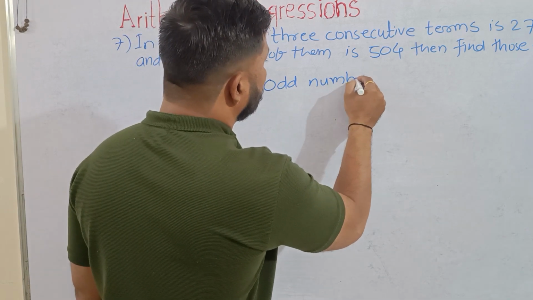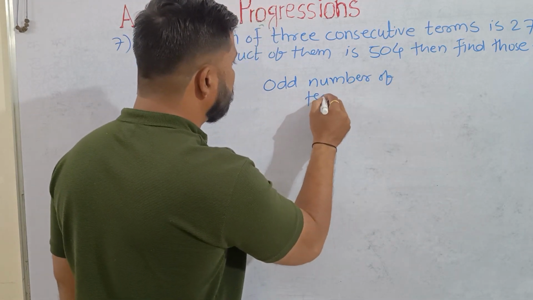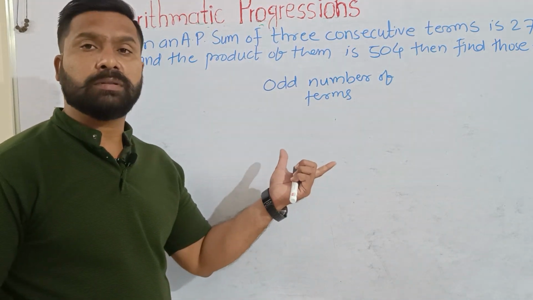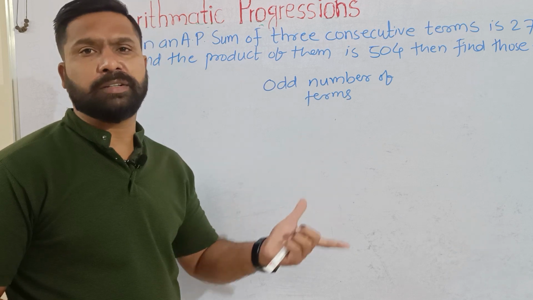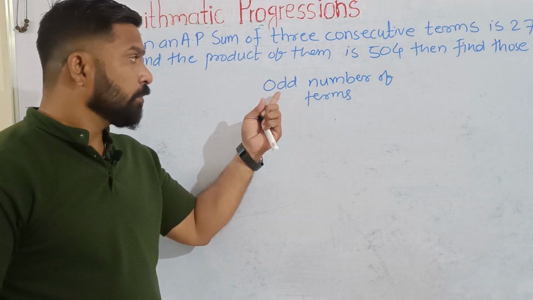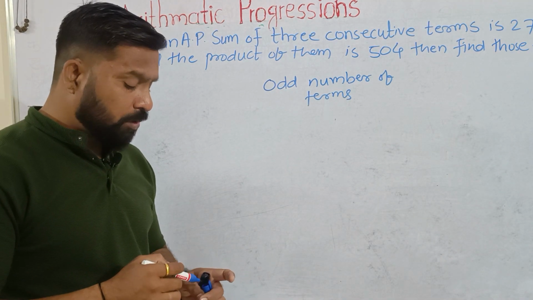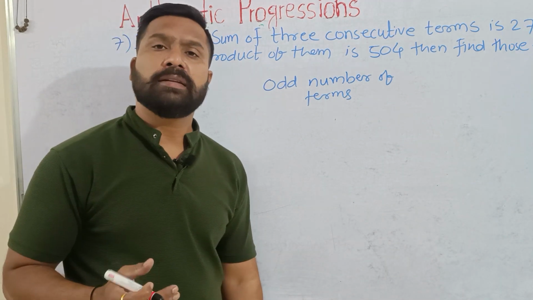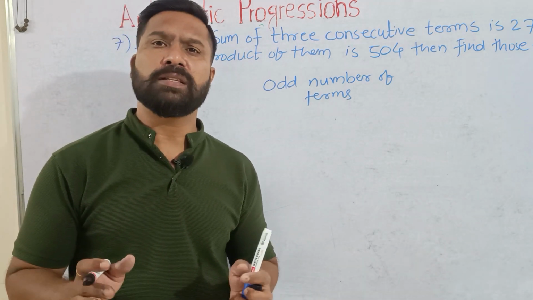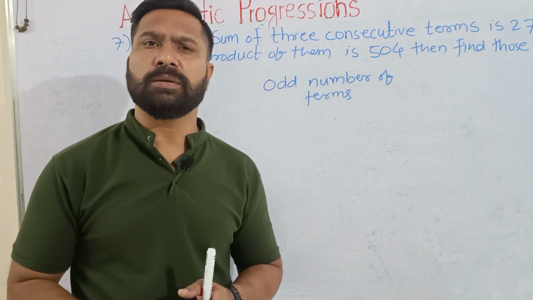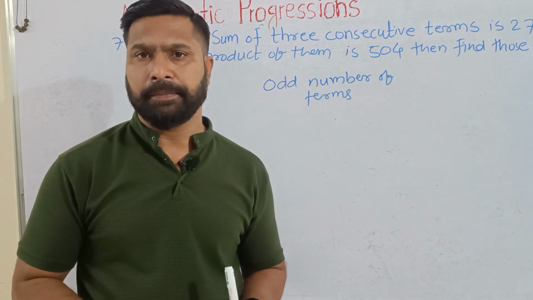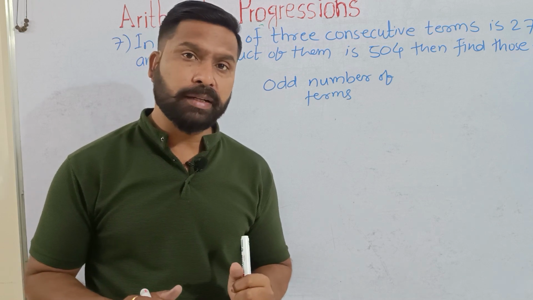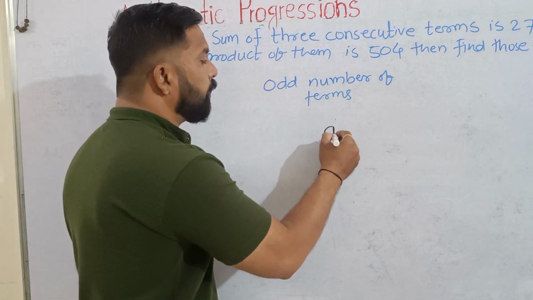Odd number of terms. Observe it very attentively. If there is an odd number of terms, the difference between two consecutive terms should be 1D, and the middle term should be A. What should be the middle term? A. Now my middle term is A.